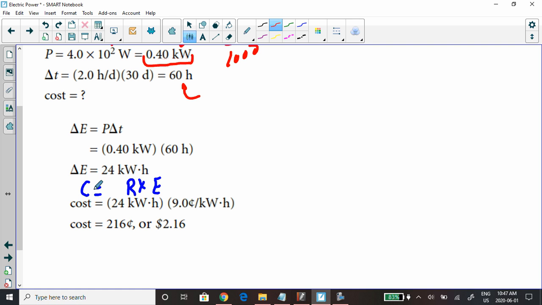Then calculate the cost. The cost is equal to the rate times the energy. Well, the rate is 9 cents per kilowatt hour. The amount of energy you used was 24 kilowatt hours, so it's $2.16. Now, this is for the electricity. If you take a look at an electricity bill, and you should, they also charge you to deliver it. And then there's a whole other bunch of different service charges and this special charge and that special charge. But we're only looking at the electricity itself.